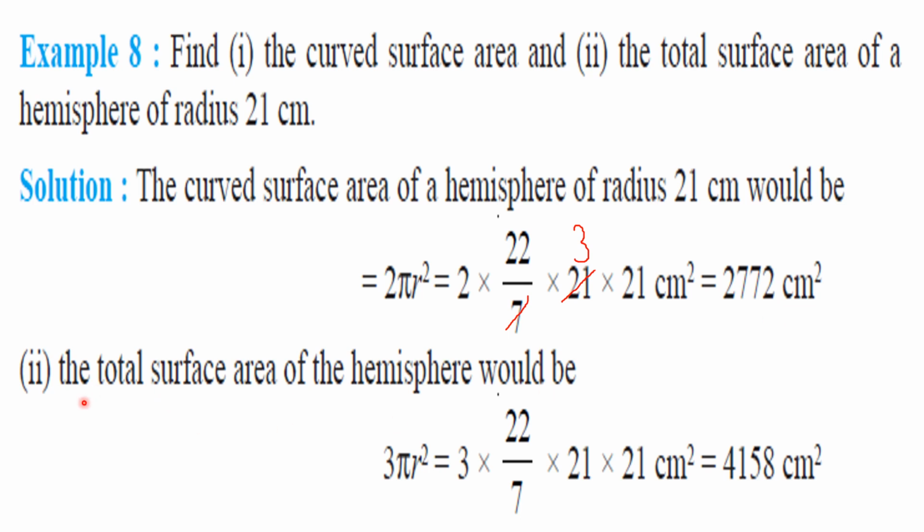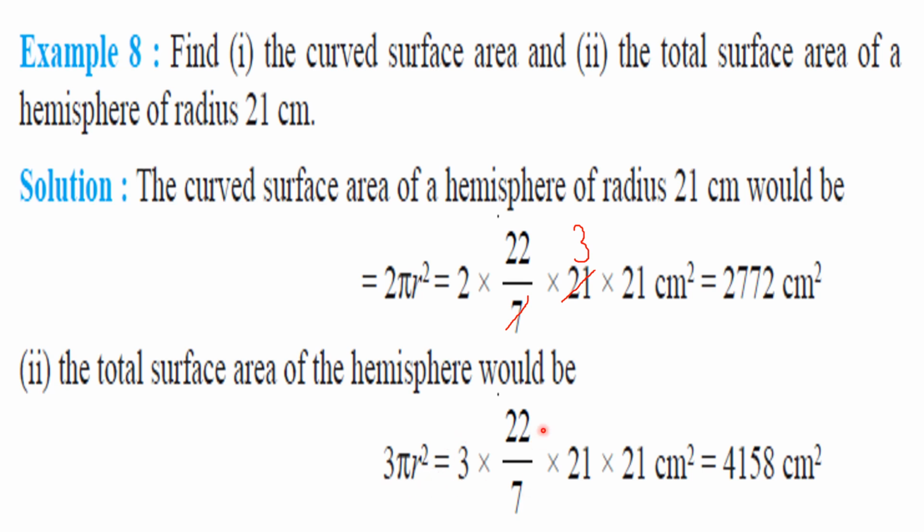Now come to the second part of the question. What is the second part of the question? Yes, we have to find the total surface area of a hemisphere. What is the total surface area of a hemisphere? Yes, 3 pi r square. This is the formula to find the total surface area of a hemisphere. So in this formula, let us substitute the value of r. That is equal to 3 into, what is the value of pi here?